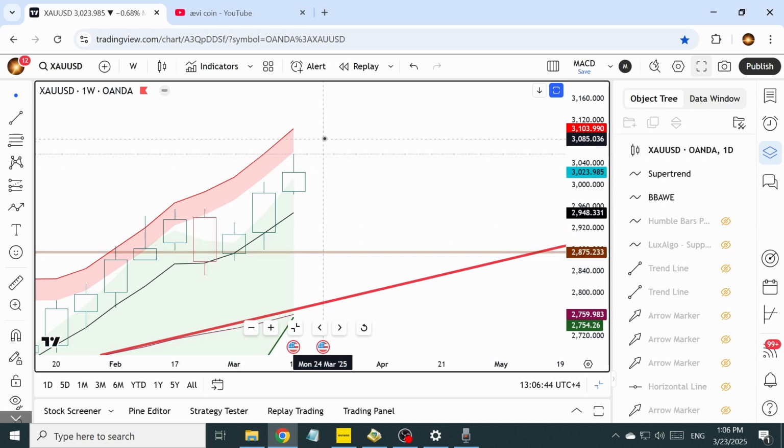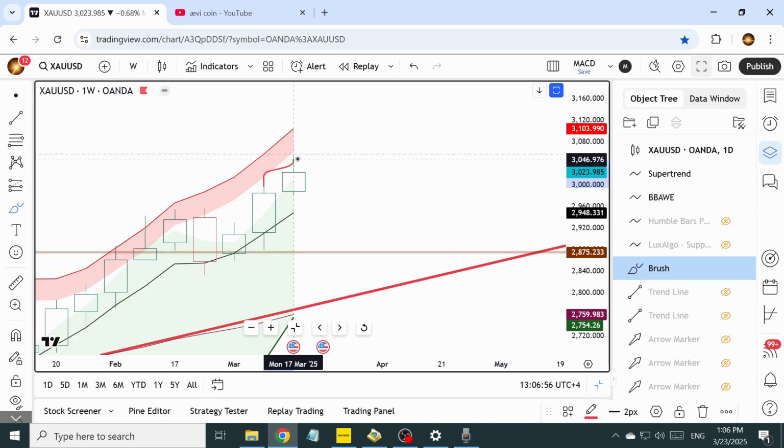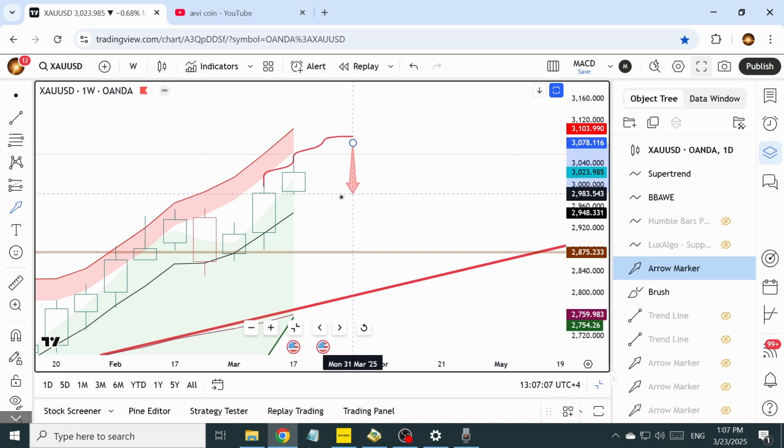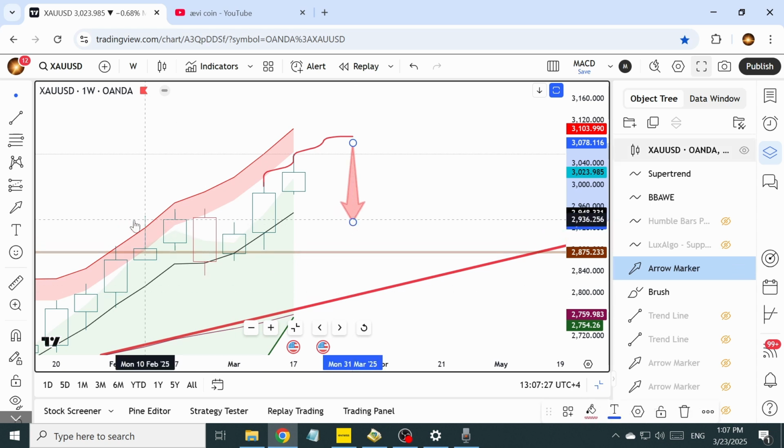So we might see a little attempt to a higher level. We might see the price going to this level here, as I mentioned, 3,085, and then we might see the price going down. So this is going to be our next candle. Now, the support, as I mentioned, the first support is going to be here, and we can see the second support.